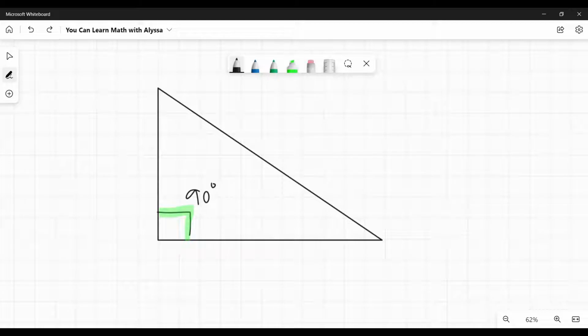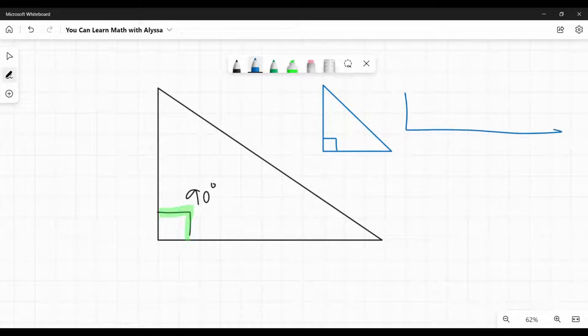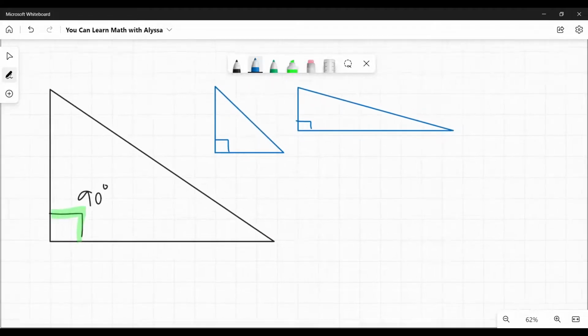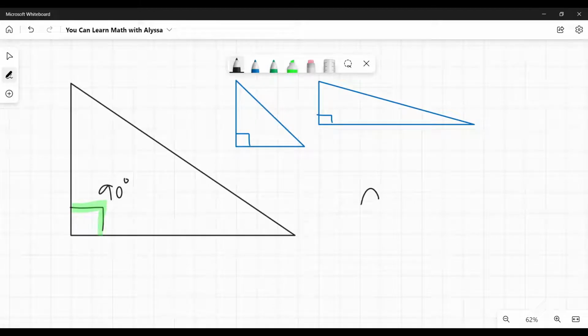And this theorem applies to any triangle with a right angle in it. It can be one with sides that are exactly the same. It can be one that is way, way longer on one side. It doesn't matter. This proportion always works. And here it is. It is a squared plus b squared equals c squared.